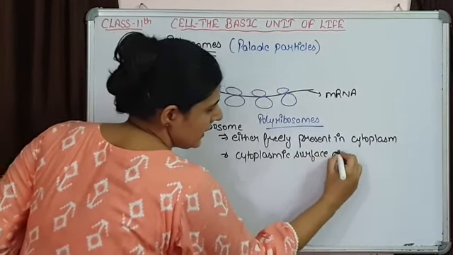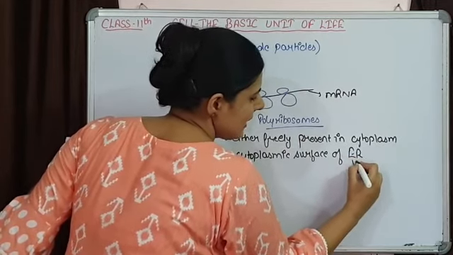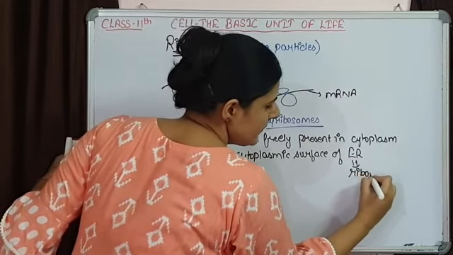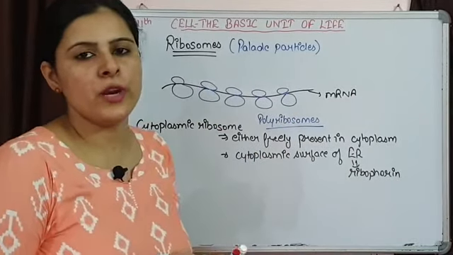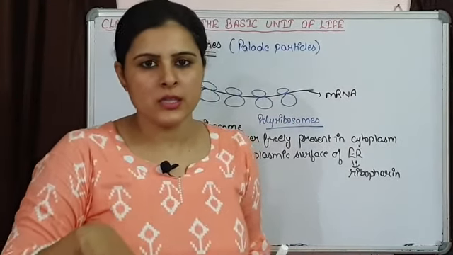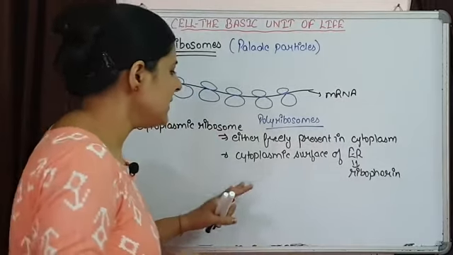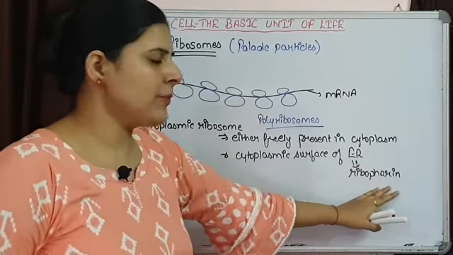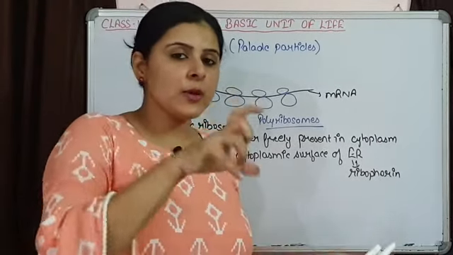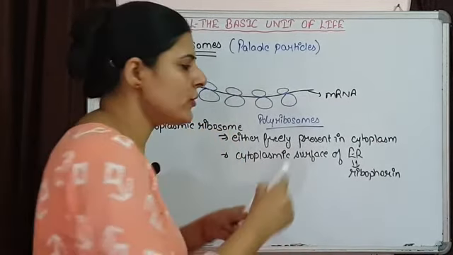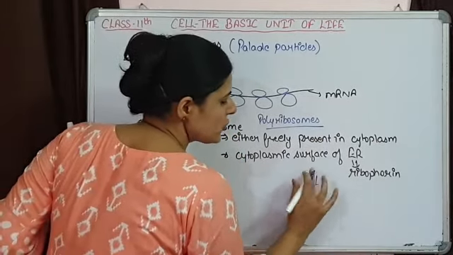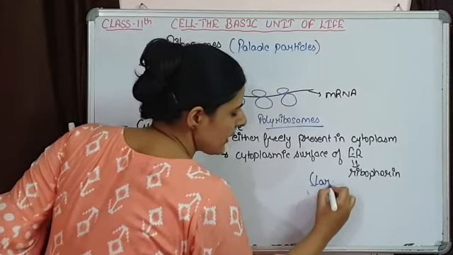Surface of ER, and we know that these ERs are having ribophorin and these ribophorins are helping in the attachment of ribosomes on their surface. Now which subunit is going to attach with the ER? The larger subunit of ribosome is going to be attached with the endoplasmic reticulum.